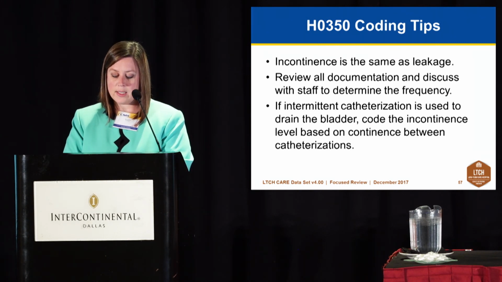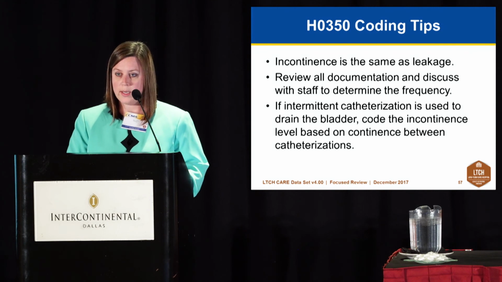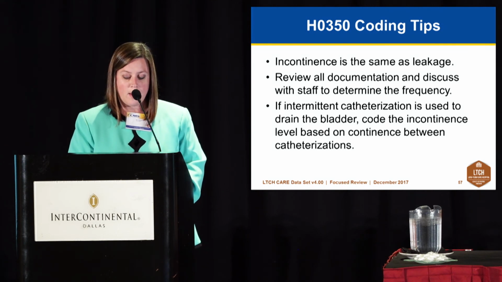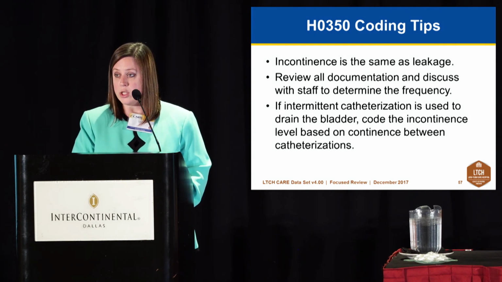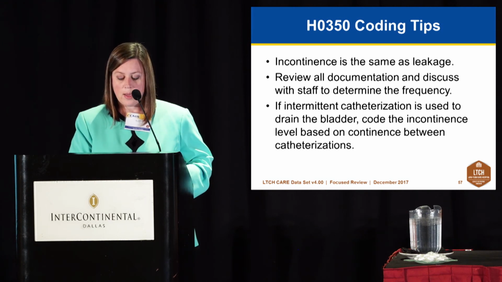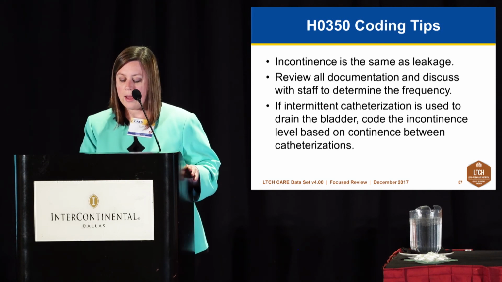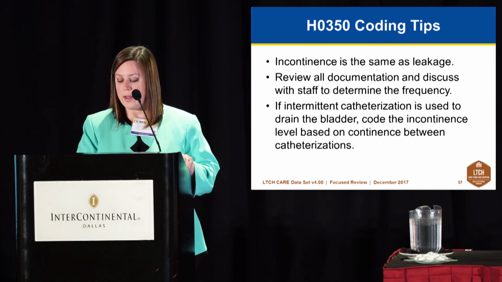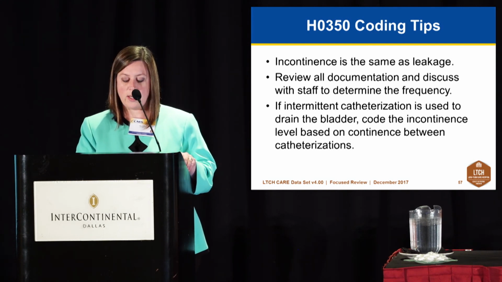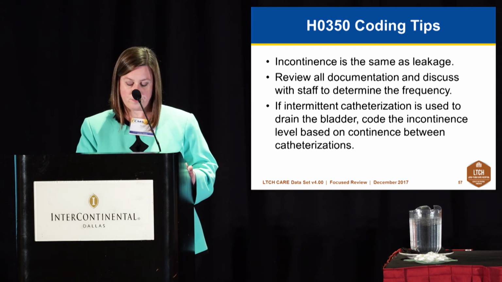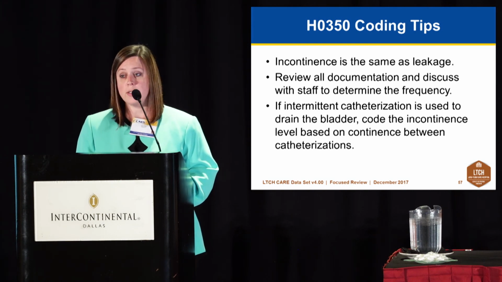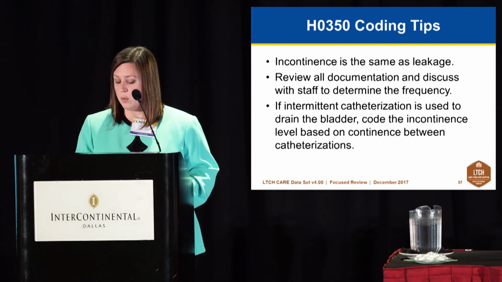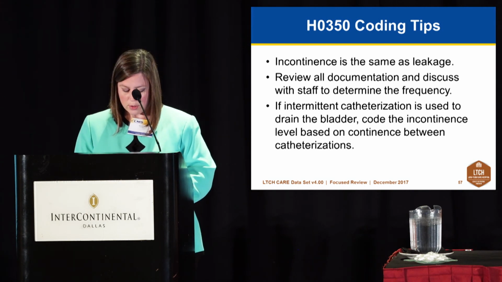Also, incontinence is the same as leakage. They're viewed one and the same for your assessment. As mentioned, we have to get the documentation to determine the frequency. And also, if intermittent catheterization is used to drain the bladder, you code the incontinence level based on the continence between the catheterizations. So if the patient is otherwise continent, then you would code continent as such.